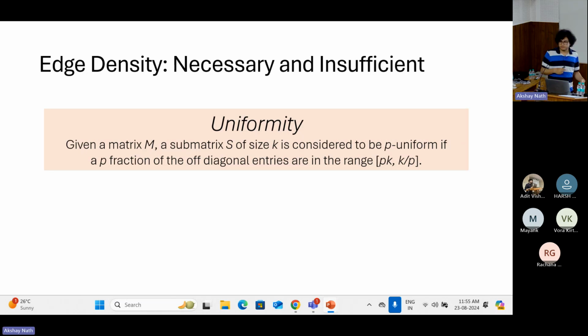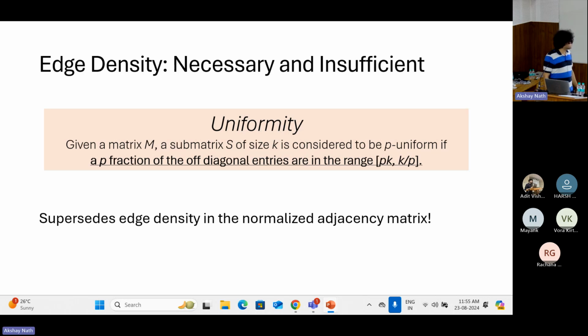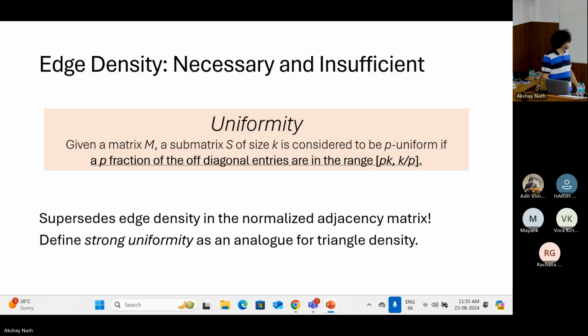So first of all, I think everyone can see this already gives us edge density of P. Does everyone see that? A constant fraction of the off-diagonal entries are non-zero. You have edge density if you consider M to be the normalized adjacency matrix, right? So it supersedes edge density. And you can also define this notion of strong uniformity corresponding to that triangle density metric. I'm not going to go into the details of that. You can see the paper for that, but it's not very important right now. Take my word for it, there's a way to do this for triangles.